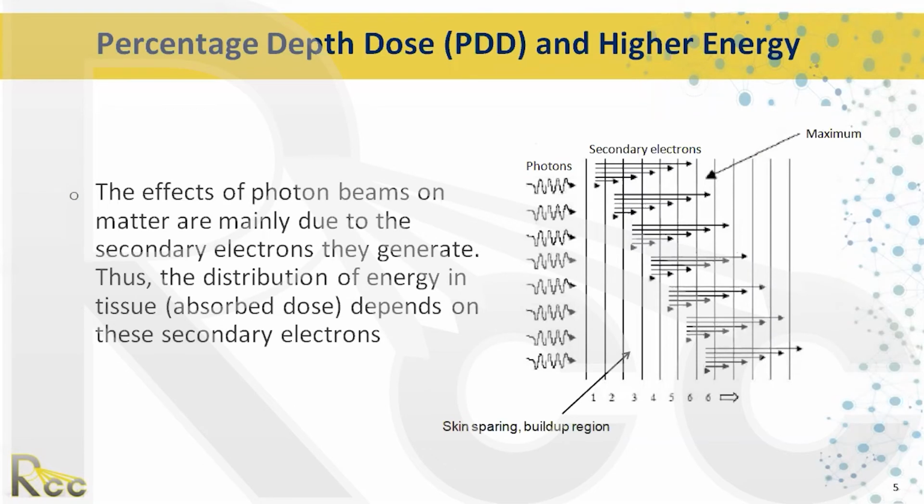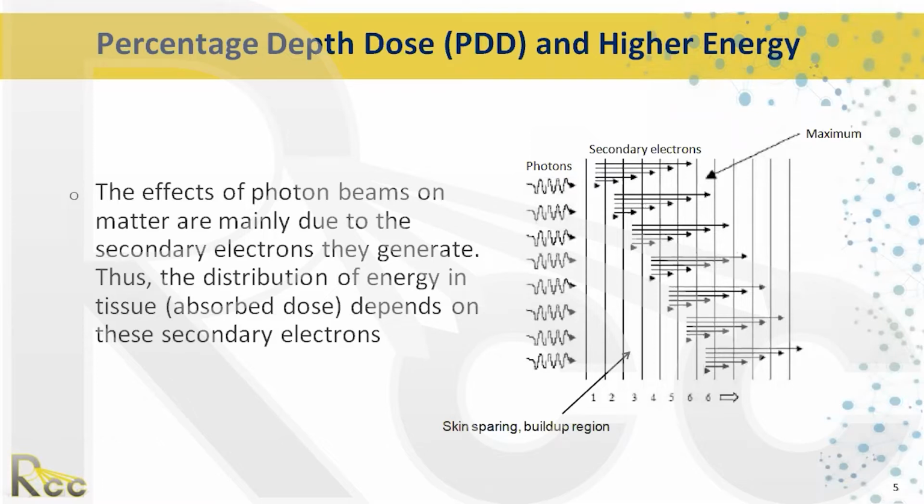As a beam of radiation, photons, enters tissue, it releases secondary electrons through the ionization of the atoms of the tissue. Those secondary electrons, depending upon the initial energy of the radiation beam, travel either a very small distance or a very deep distance, depending upon the energy of the incident radiation. And where those electrons deposit their dose, their ionization, is the phenomenon that we call depth dose.